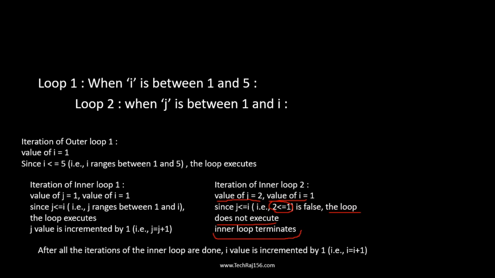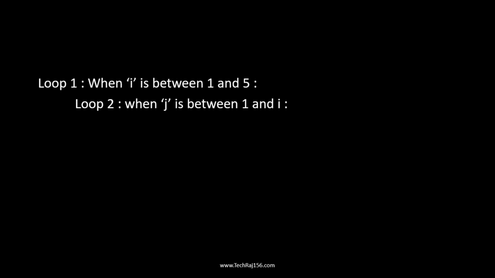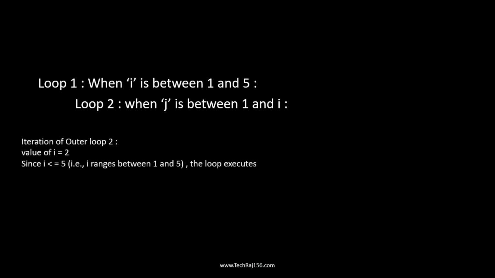So after all the iterations of the inner loop are done, the I value is going to get incremented by 1. That is, I is going to be equal to I plus 1. So now starts the second iteration of the outer loop. Please note that this is the second iteration of the outer for loop. Since the value of I was incremented by 1, the value of I will be 2 now. And since I less than or equal to 5 is a true statement, the condition is satisfied, the loop executes.